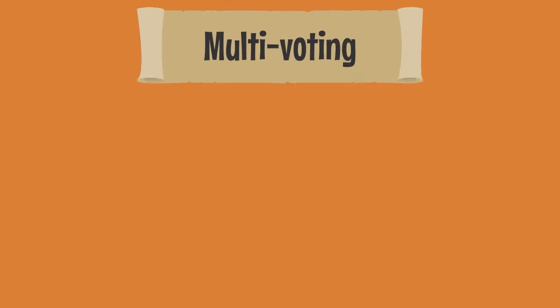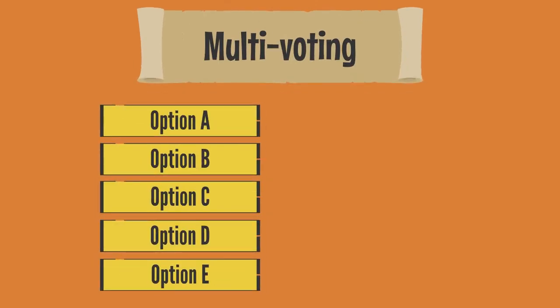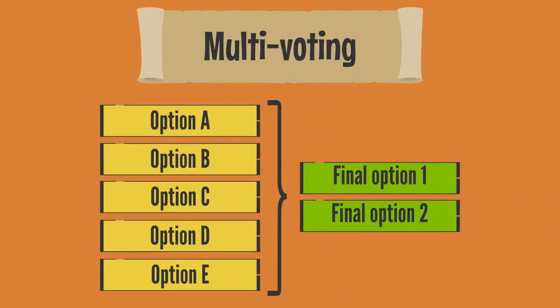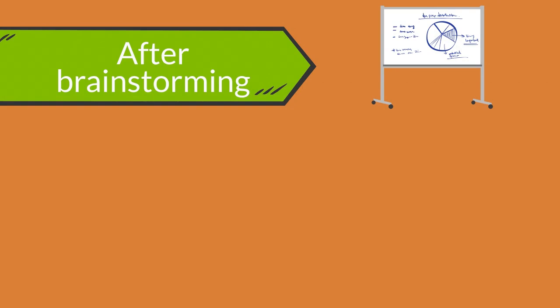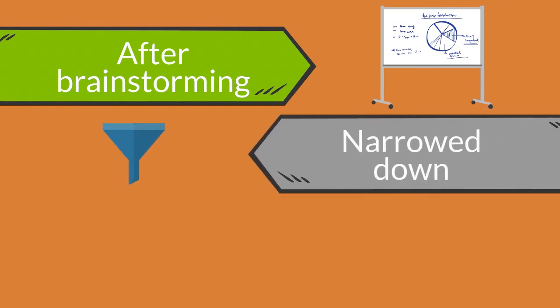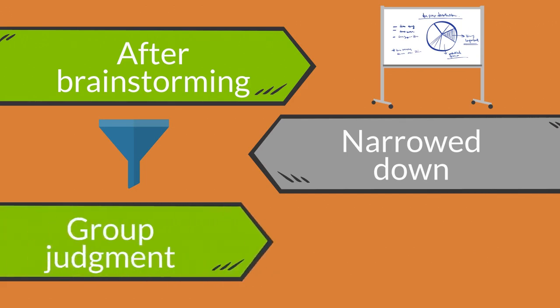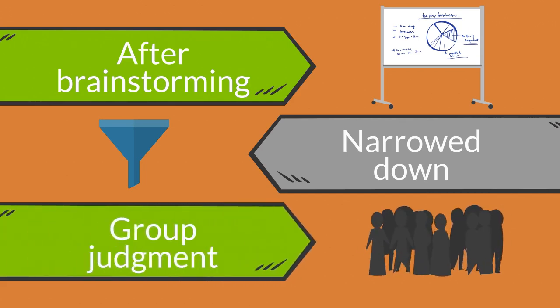Multi-voting narrows a large list of possibilities to a smaller list of top priorities or to a final selection. Multi-voting is used after brainstorming or some other expansion tool has been used to generate a long list of possibilities, when the list must be narrowed down, and when the decision must be made by group judgment.